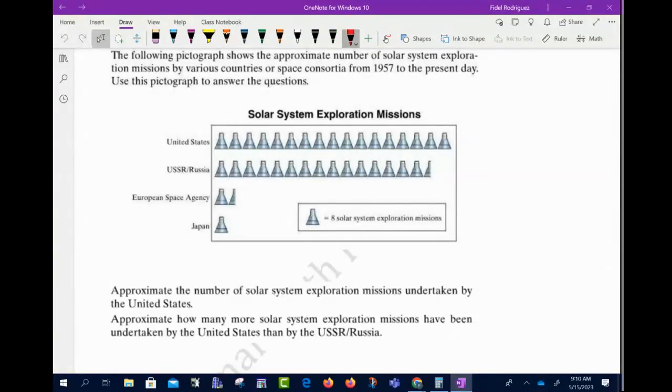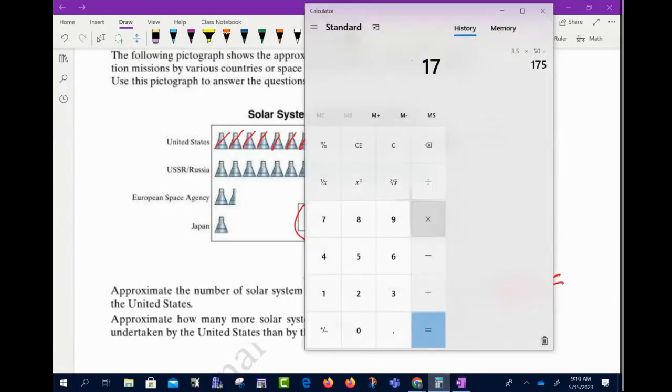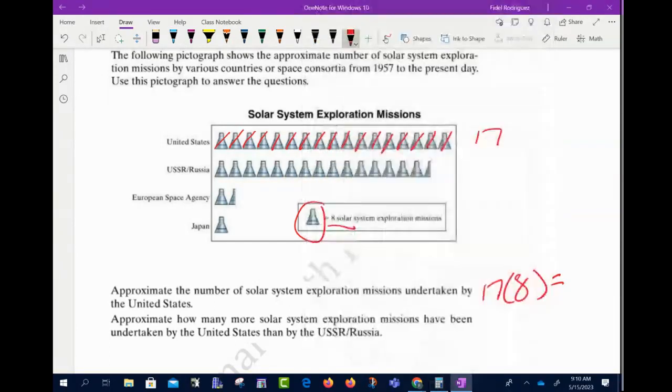Okay, so look, what's important here, y'all, is that one of those little spaceships represents that they explored 8 solar systems, right? The first question says, approximate the number of solar system exploration missions undertaken by the United States. Okay, so I'm gonna count. 1, 2, 3, 4, 5, 6, 7, 8, 9, 10, 11, 12, 13, 14, 15, 16, 17. So the United States had 17. We're going to take 17 times how much? Times 8. Perfect. Right? That's what I mean, y'all, that most people find this part pretty straightforward.